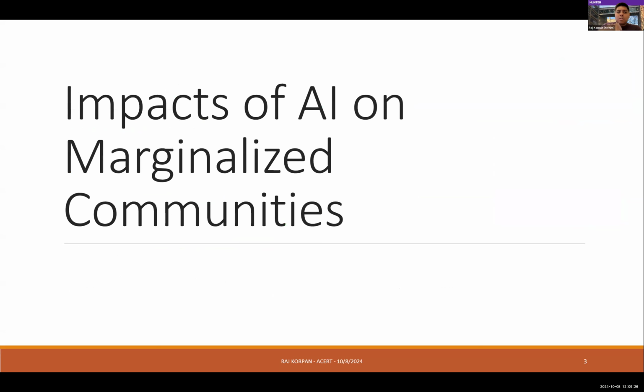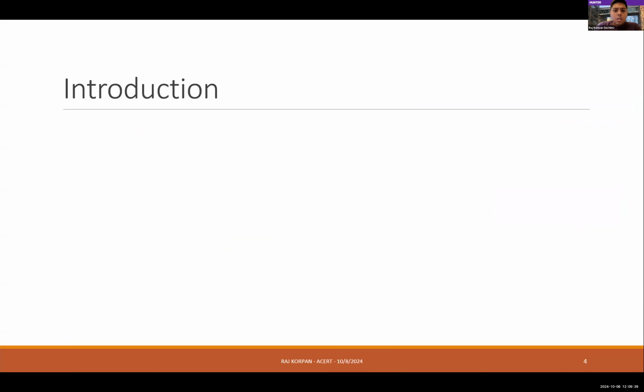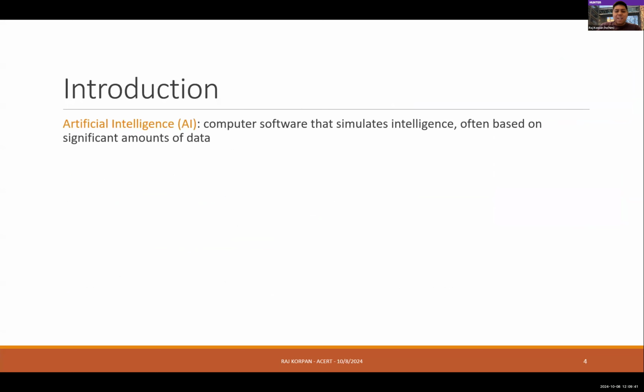So let me start by talking about why this topic is important. Why should we care about bias and ethics in AI? I'm going to walk you through a case study about the impacts of AI on marginalized communities. Just to level set, so that everyone has a similar definition, when I use the word AI, I'm talking about computer software that simulates intelligence, often based on significant amounts of data. AI is broader than just large language models. ChatGPT is just one small piece of the larger ecosystem of AI systems.